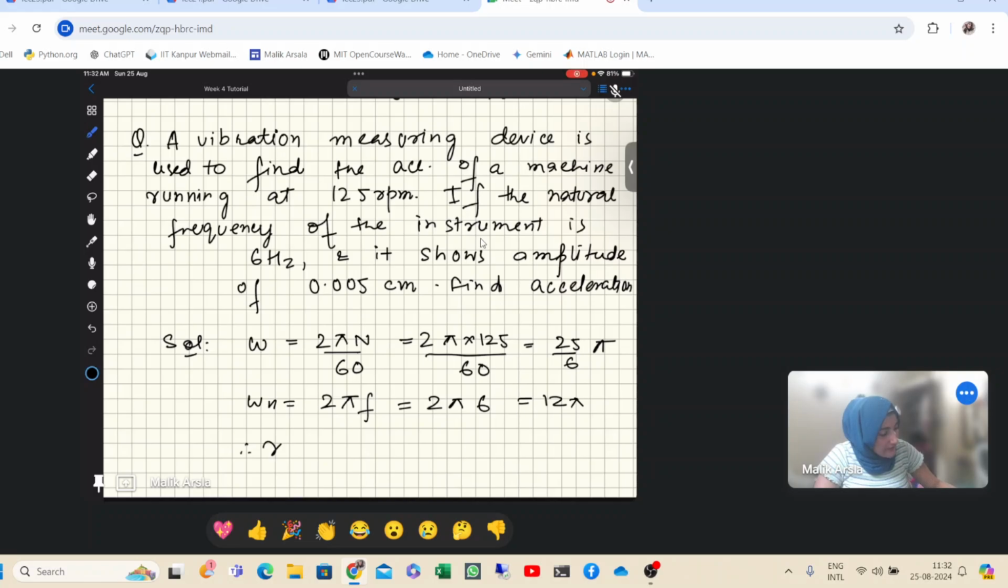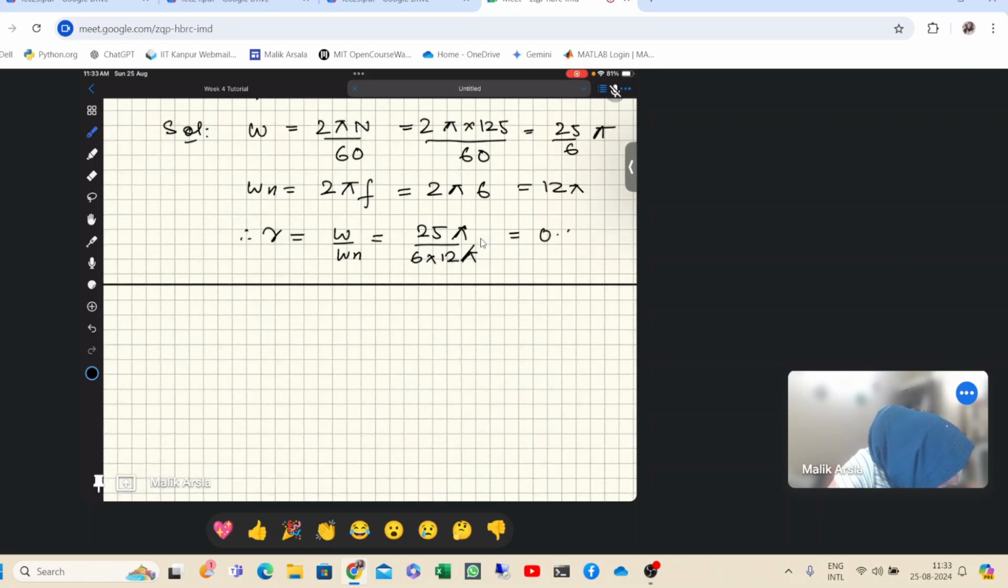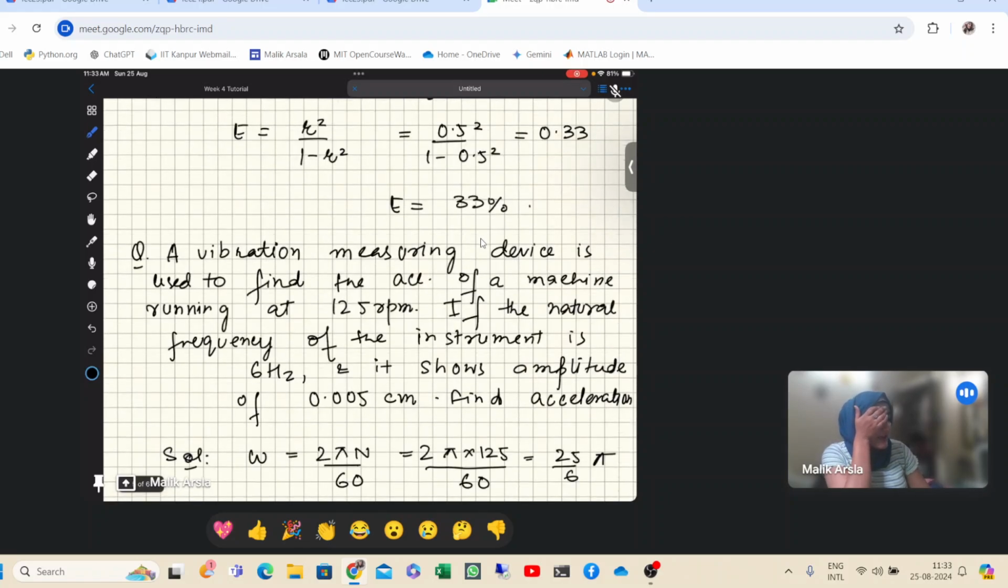Now from here the value of r is omega upon omega n, right? So it will be 25 pi by 6 into 12 pi. Now if you calculate it, I have recalculated it, it is coming out to be 0.347. Okay, so this is the value of r. Now the value of z has been given, and zeta has not been provided, so zeta is considered 0 here.